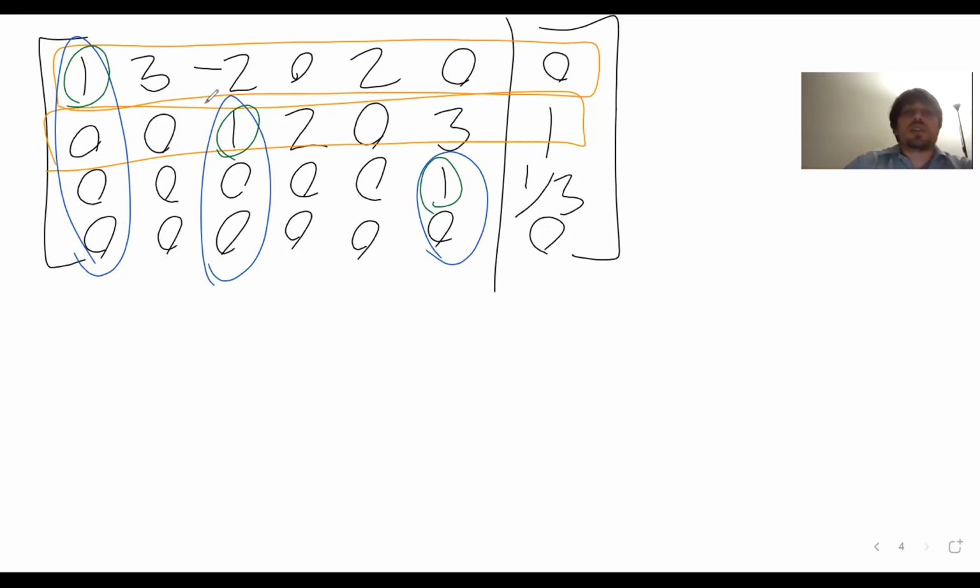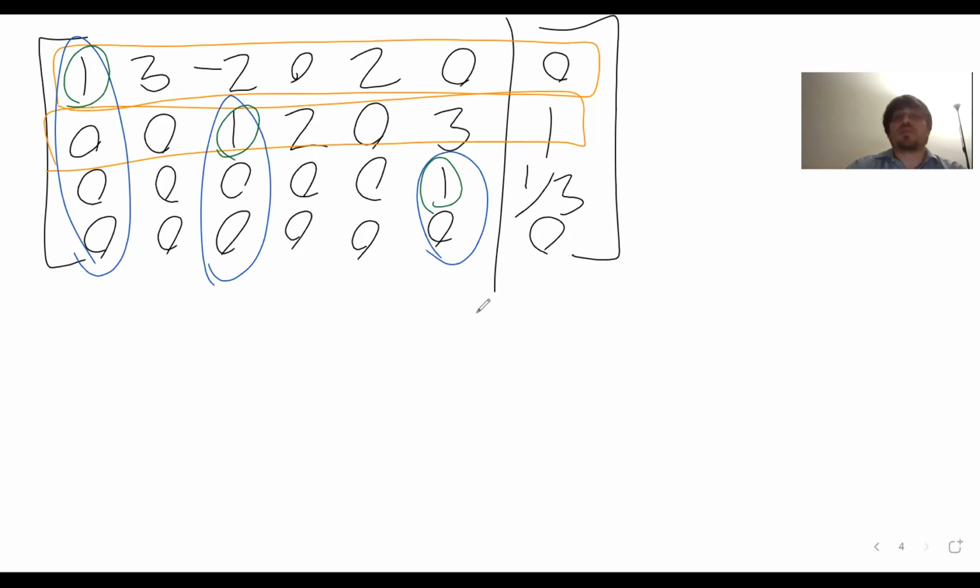Third, for every 2 consecutive rows that are non-zero, the leading one in the lower one is further to the right than the leading one above it. So this leading one is further to the right than this one, and this leading one is further to the right than that one. And this is a 0 row, so there are no other consecutive non-zero rows. There are only 2 pairs of consecutive non-zero rows, the first and the second, and the second and the third. In both cases, the lower one is further to the right than the one above it. So this matrix also satisfies property 3.